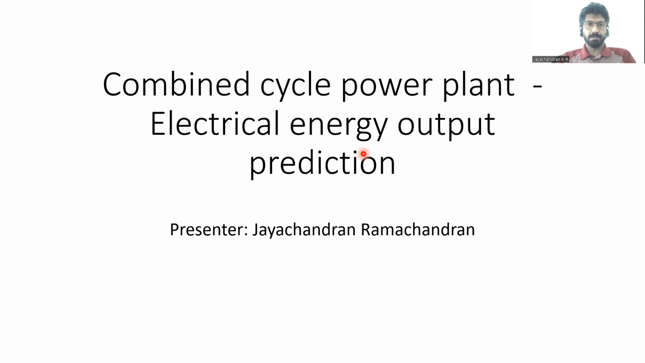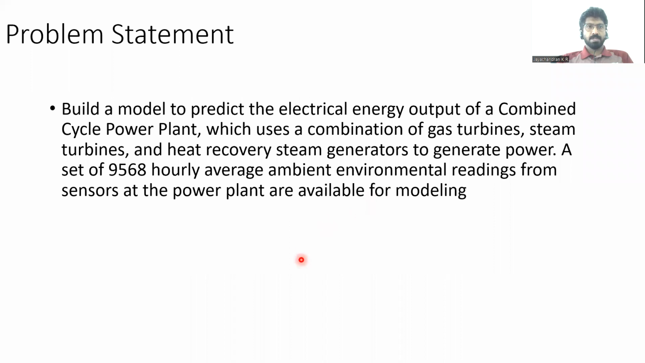Today I will be presenting this case study, which is about the combined cycle power plant electrical energy output prediction. In this, the problem statement is that we need to build a model to predict the electrical energy output. This is for the cycle power plant, which has a combination of gas turbine, steam turbine, heat recovery steam generators, and so on. We have been provided with around 9,568 hourly average ambient environment readings from the sensors of the power plant.